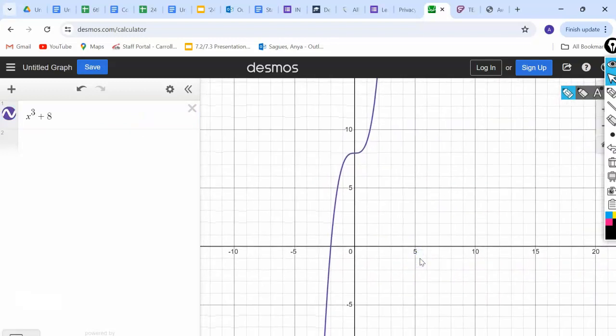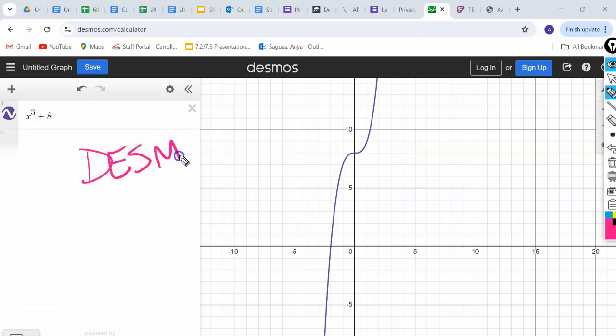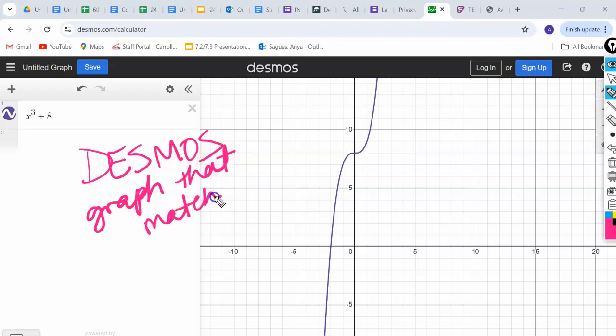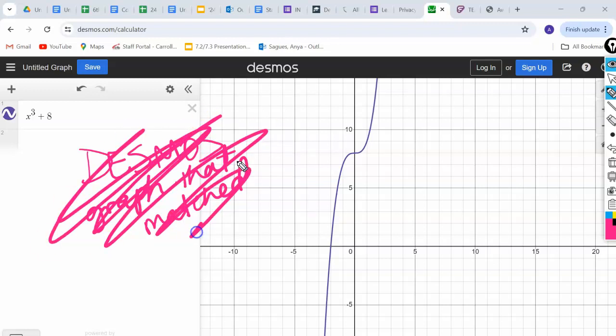So when you do this, what I draw in pink is what, if I were you, I would put on my paper. This is what I would not do. Do not just put Desmos, graph matched. I despise when you guys do that. And I do not give you credit whenever you put that down. Never. Never do I ever give you credit for that. Because I hate it so much. Because that doesn't tell me anything about what you know.